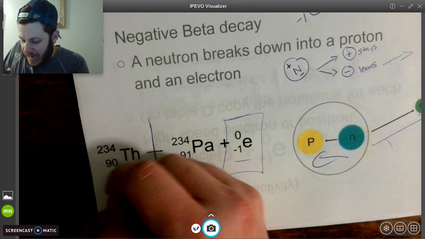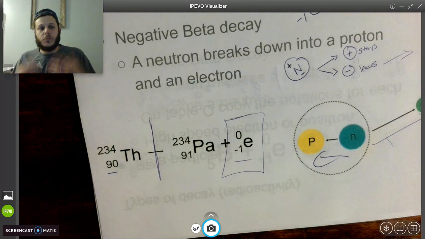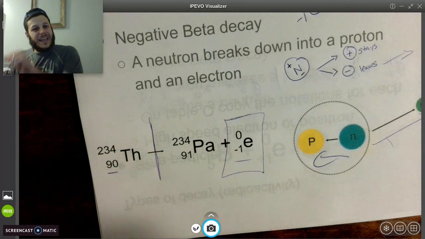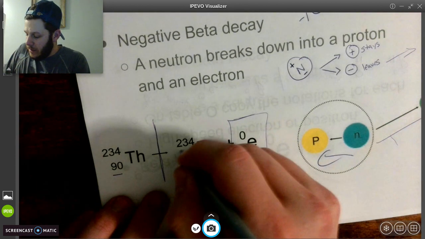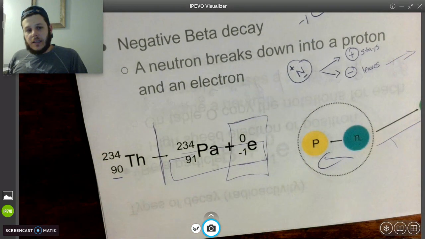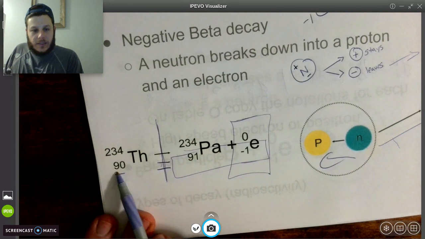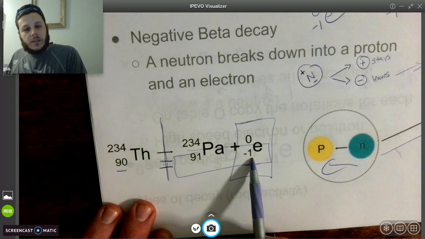But if I had 90 protons, we're going to refer to it as 90 bottom numbers, we got to have 90 on the other side. And so if you just add everything up, 90 equals 91 plus minus 1.